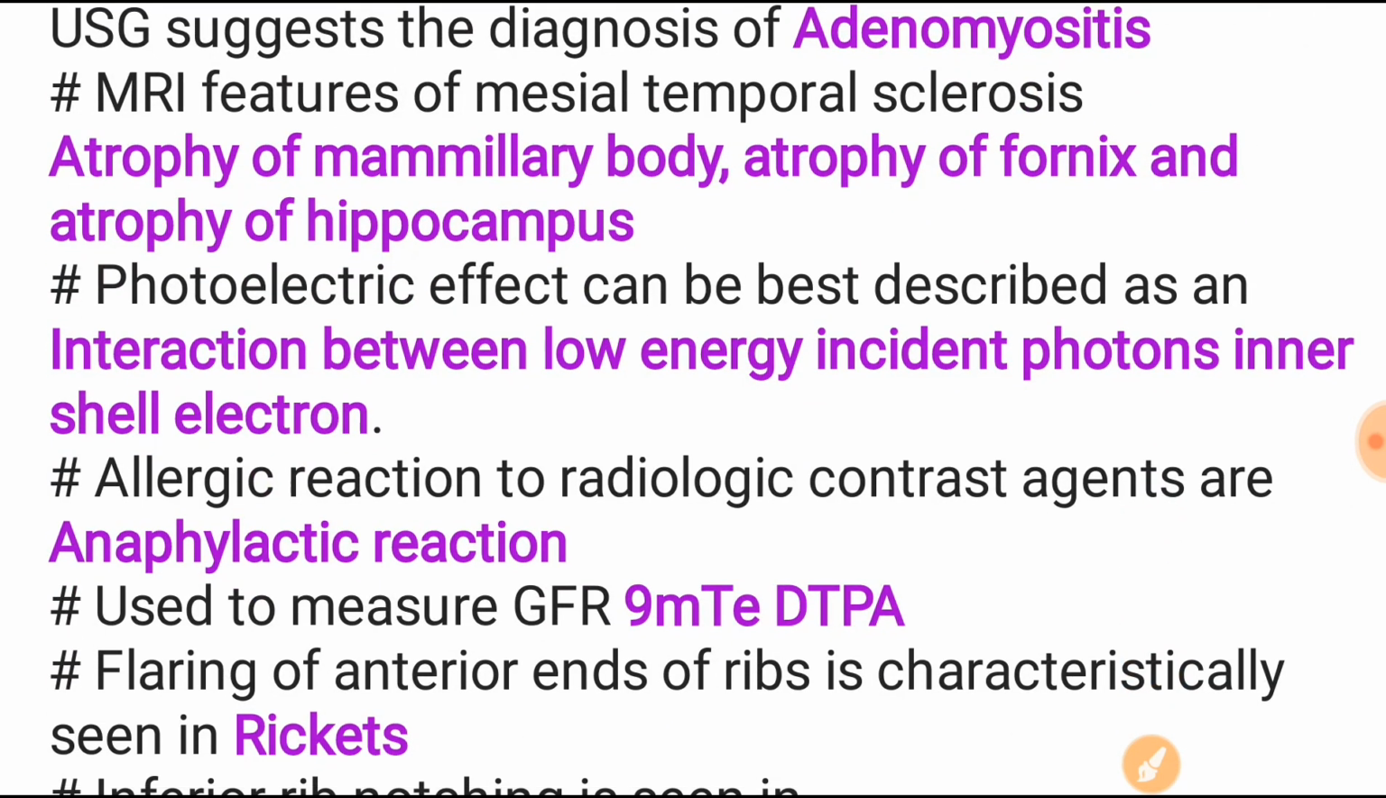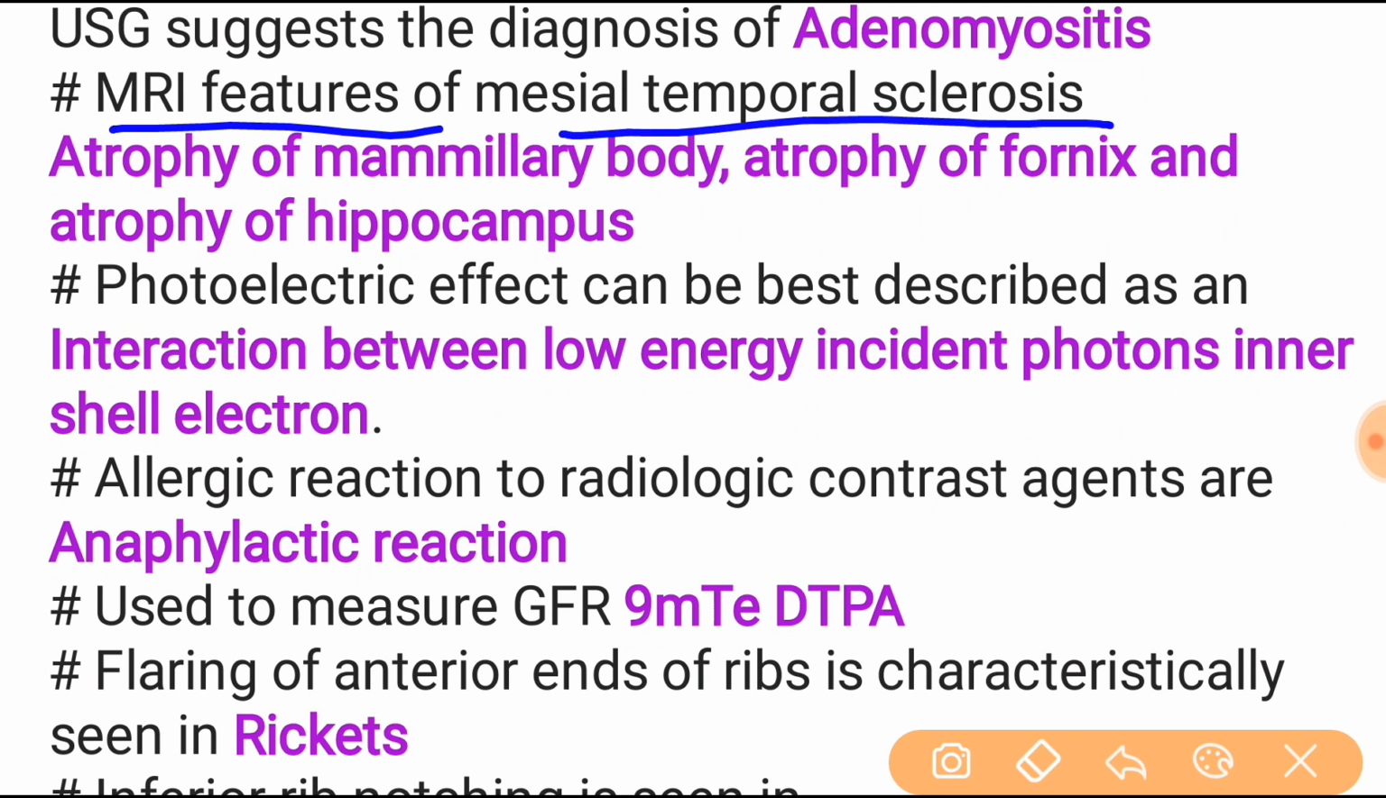Next one is the MRI feature of mesial temporal sclerosis: atrophy of mammillary body. MRI feature of mesial temporal sclerosis. Next one is atrophy of fornix and atrophy of hippocampus. Okay.